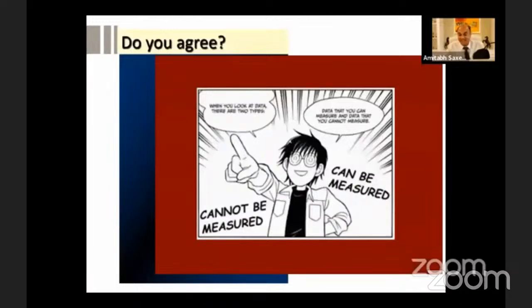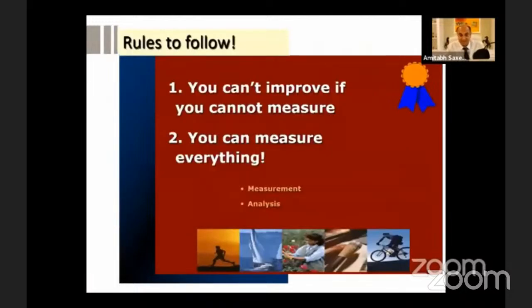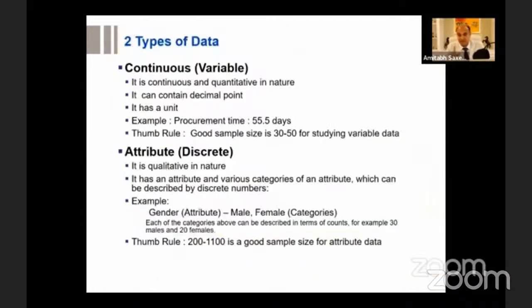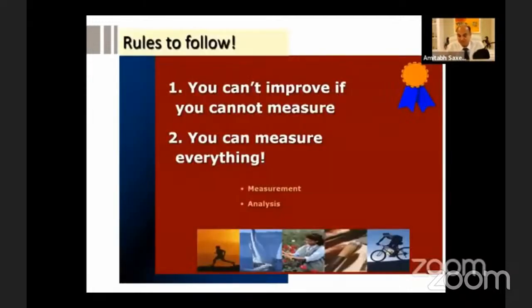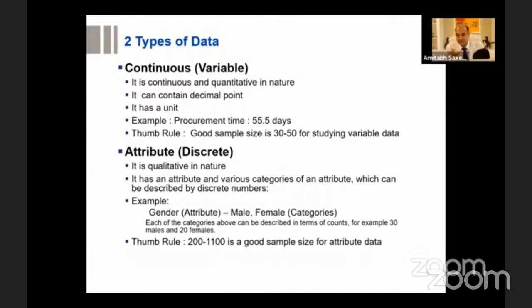So as I was telling you, you can't improve if you cannot measure, and if you can measure, you can measure everything. So these are the three rules. The third rule was, if you think something cannot be measured, go back to number two. Now, how can I measure everything? I can measure using two types of data: continuous data and attribute data. Continuous data is something which can be represented on a number line between -infinity to +infinity.